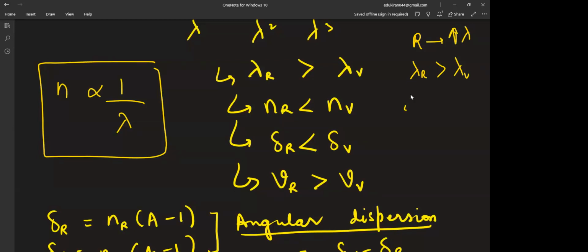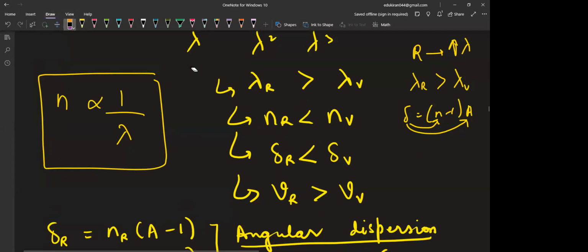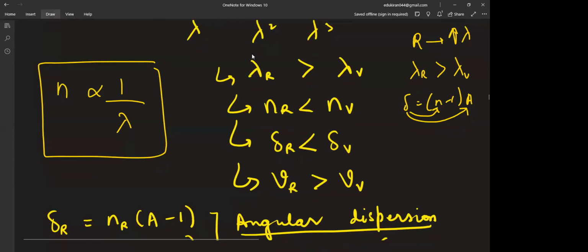And you know from the formula, delta is equal to (n minus 1) into A. Delta is directly proportional to A, as well as directly proportional to n. So whatever happens to n will happen to the angle of deviation also. Also, refractive index or wavelength, let me tell you, this formula we'll do in dual nature also.